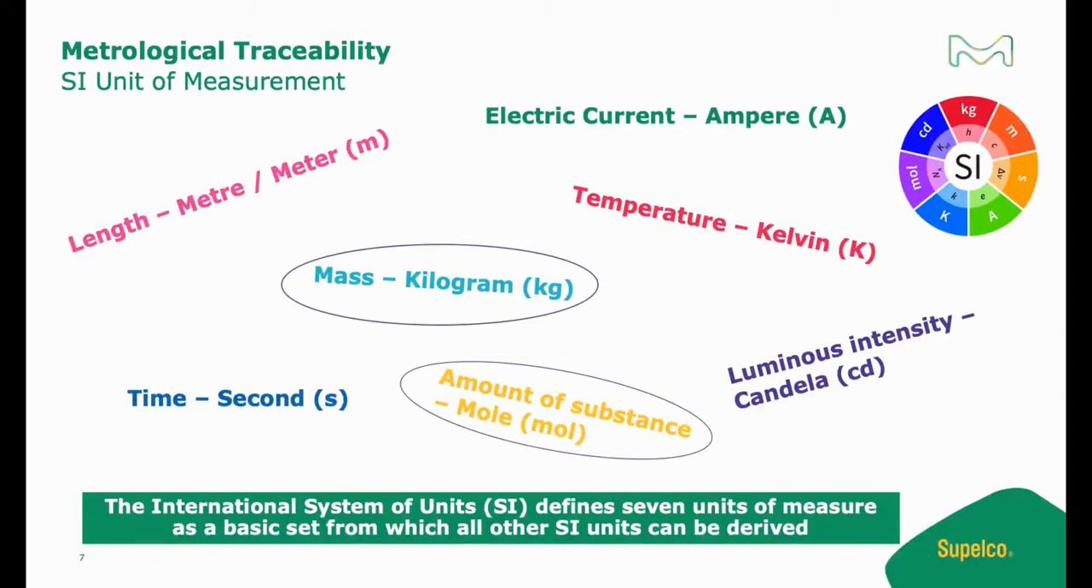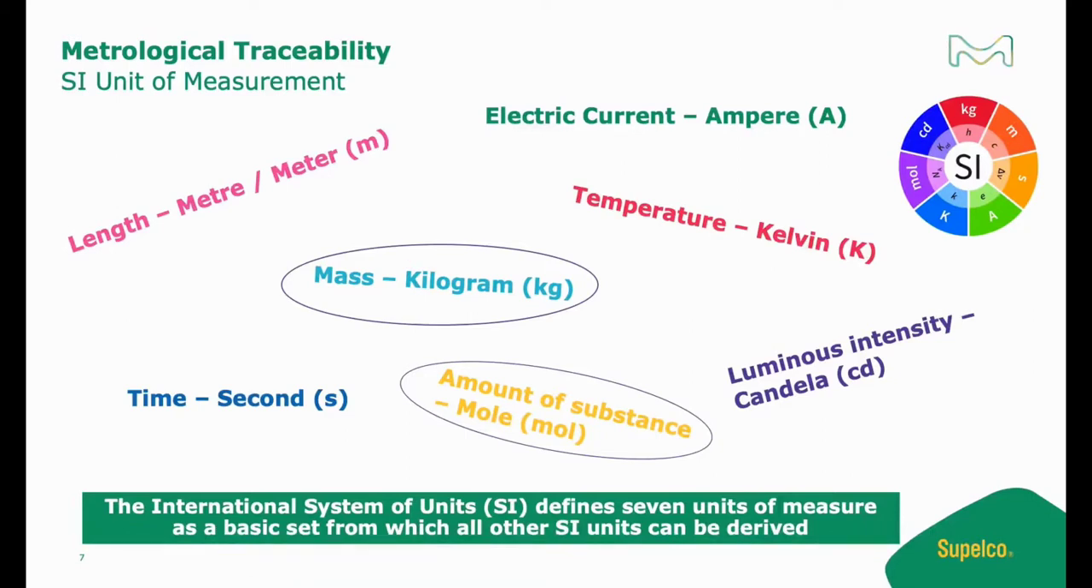Metrological traceability is an important concept in the world of reference materials. It means that measurements can be meaningfully compared across different places, at different times, by different people, and using different equipment. The measurement result must hereby be related to a reference through a documented and unbroken chain of calibrations, tracing back to the SI unit of measurement.